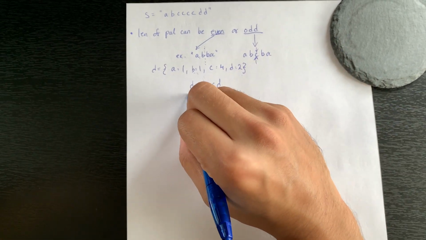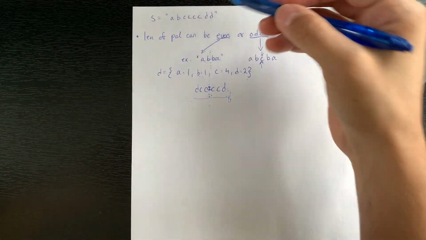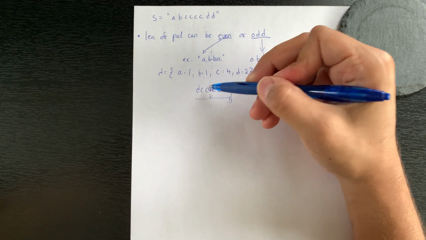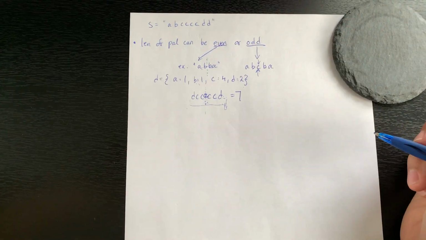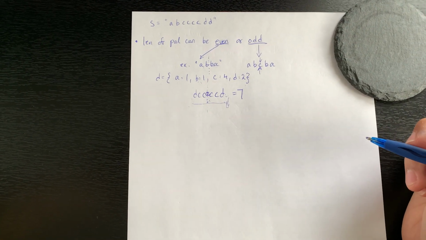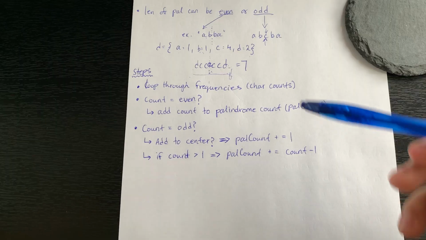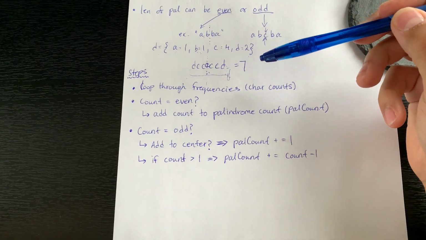And this is the longest palindrome that you can build for this string. And the length is 1, 2, 3, 4, 5, 6, 7. So let me break down into steps the logic that I used to get to this point. All right, so here I've broken down the steps that will follow.